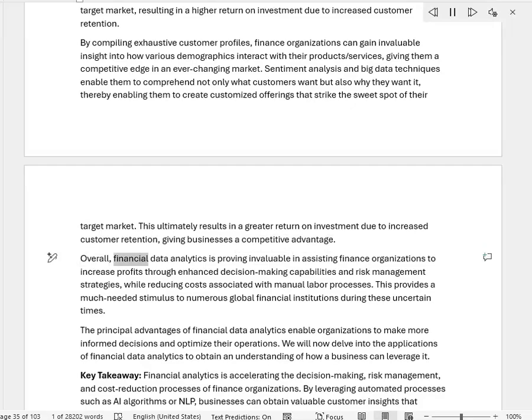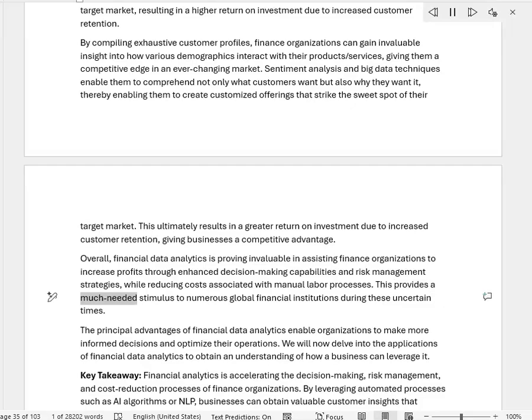Overall, financial data analytics is proving invaluable in assisting finance organizations to increase profits through enhanced decision-making capabilities and risk management strategies, while reducing costs associated with manual labor processes.